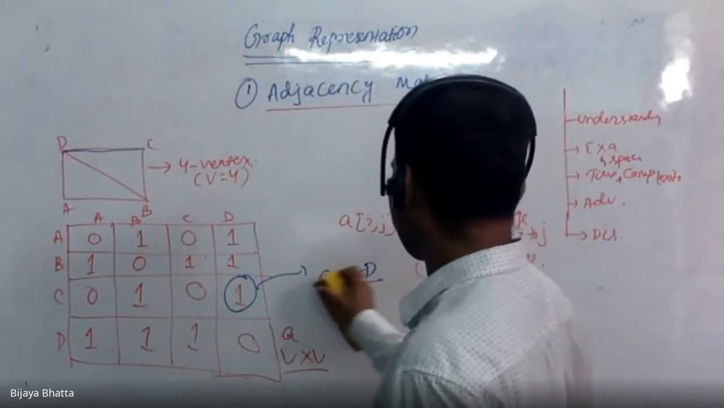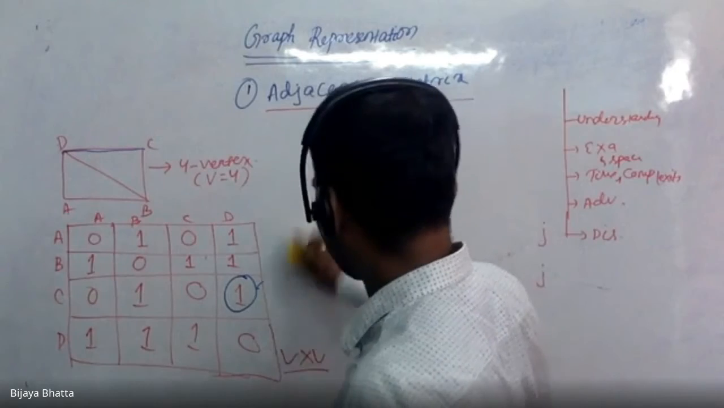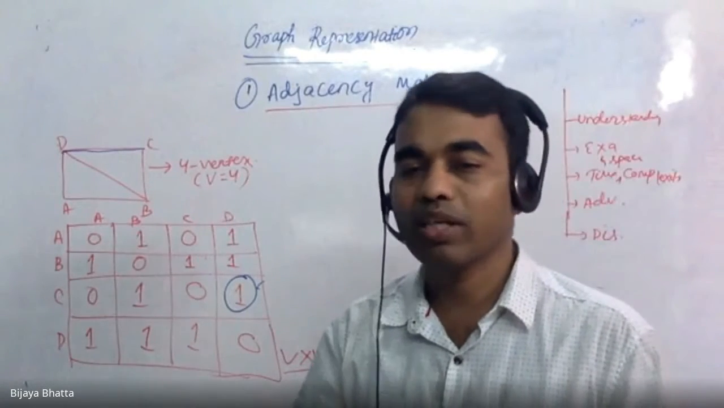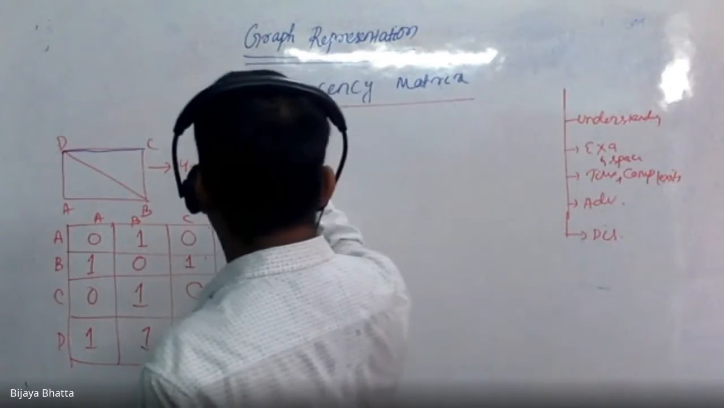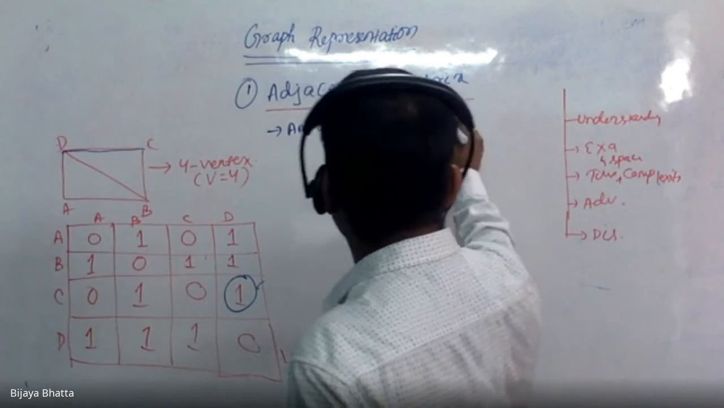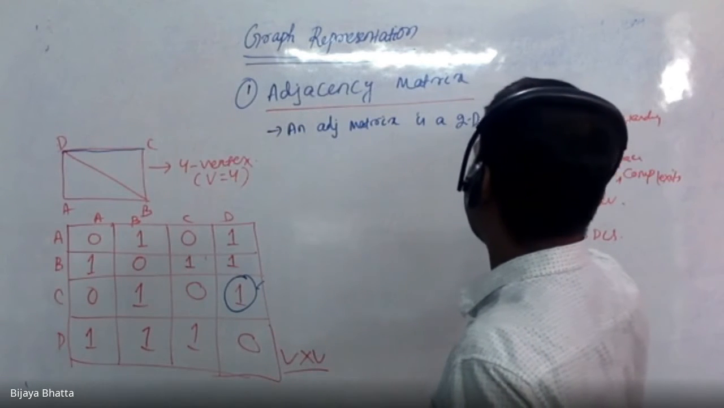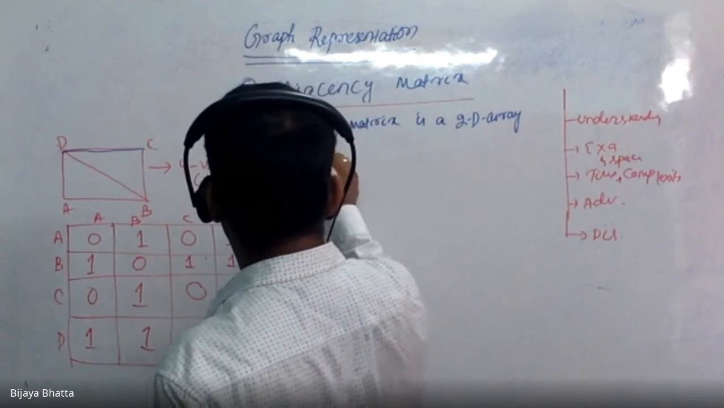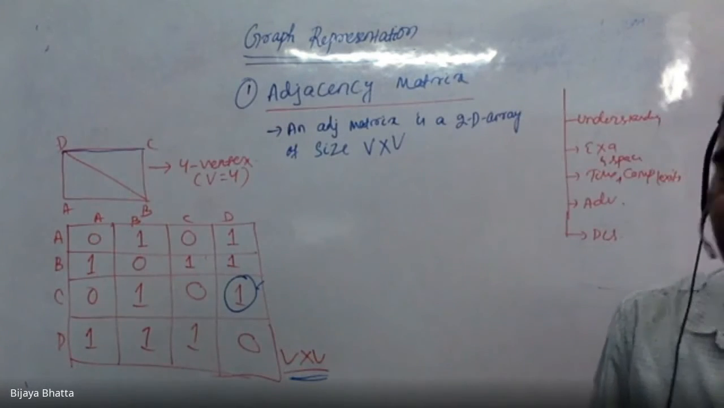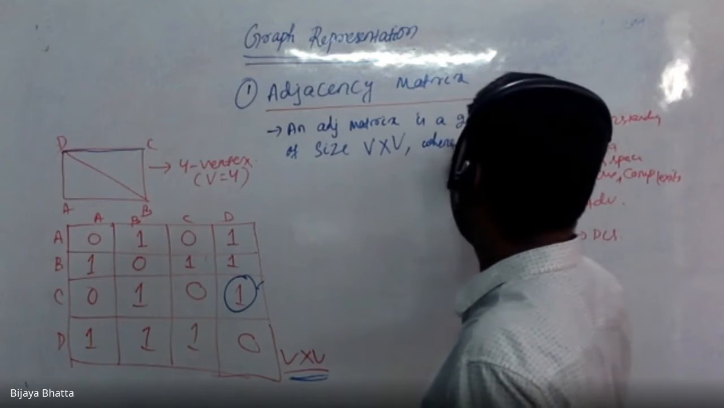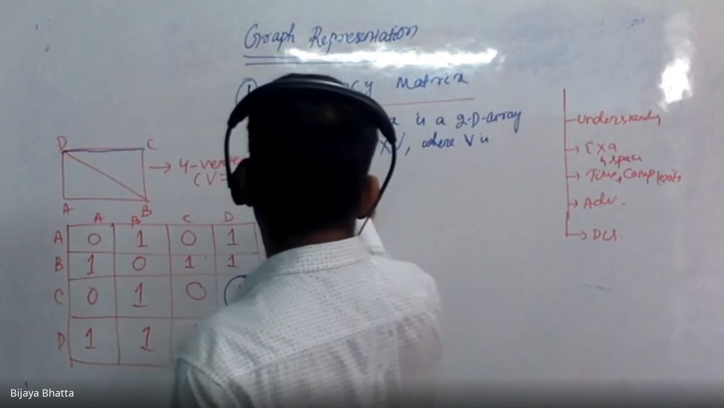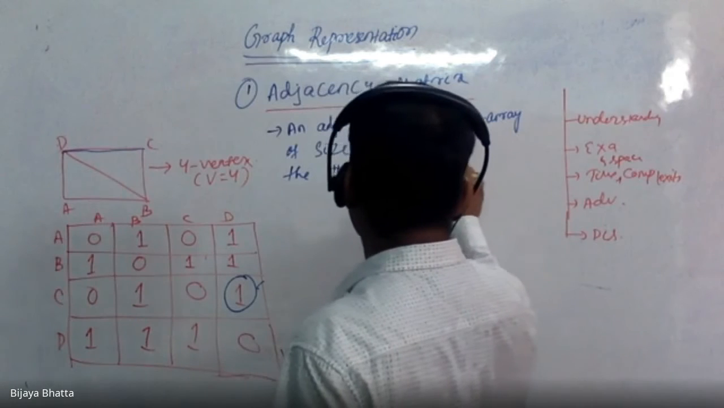Okay, so let's write down some definitions so that you will get clarity. An adjacency matrix is a 2D array of size V cross V, like I told. So what is V? V is the vertex set, the number of vertices in graph G.